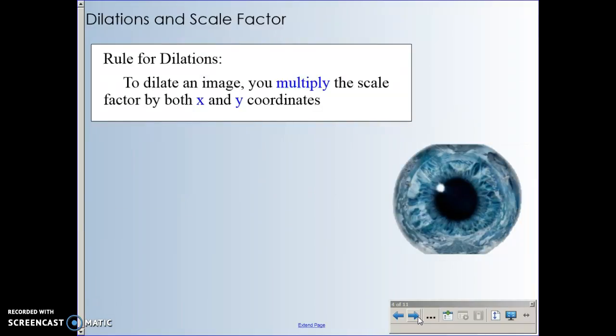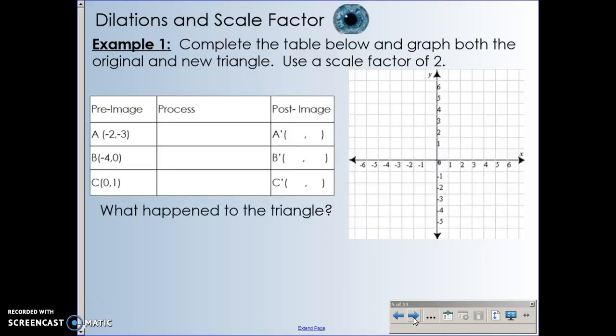Alright, so to dilate an image, like they talked about in the video you watched, you need to multiply the scale factor by both x and y coordinates. Alright, so you can't just do it by one, otherwise you're going to have a warped looking weird picture. You got to do it to both of them. So if I've got an actual set of points, I can do that.